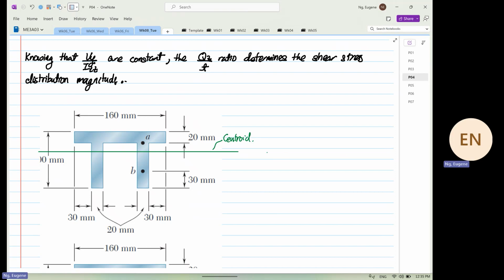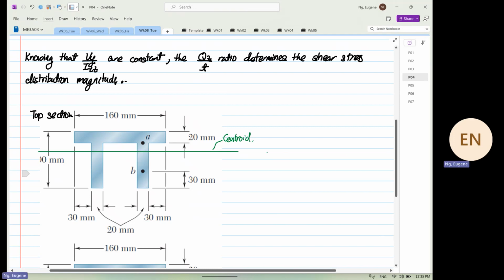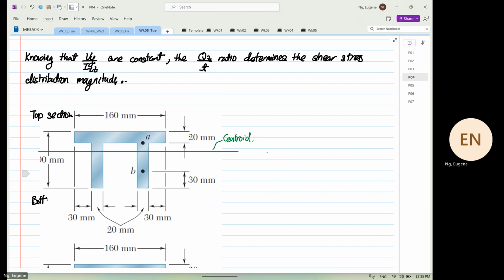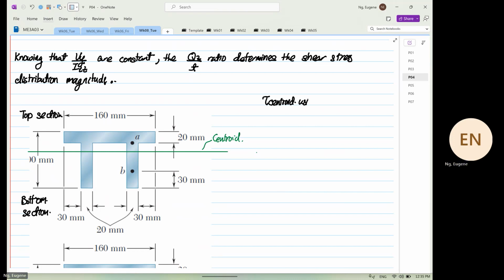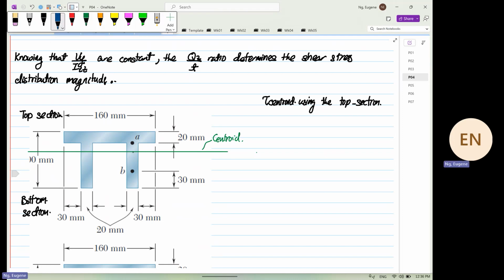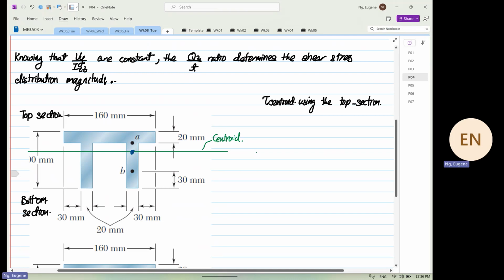is we are going to focus on what I'm going to call the top section, and I'm going to call this the bottom section. We are first going to determine the shear stress at the centroid using the top section. So this is the point of interest now. Okay, that's our point of interest. So we are going to focus using the top section.